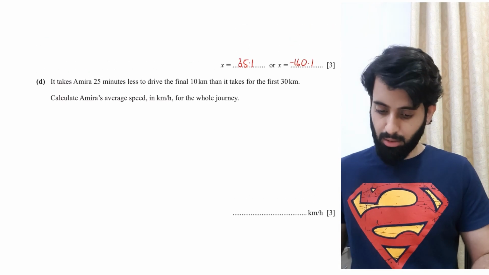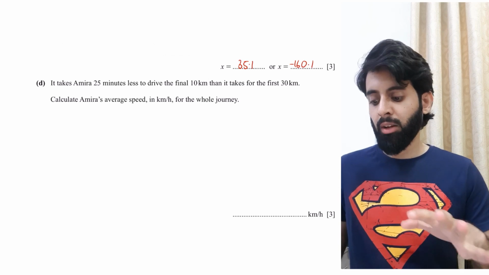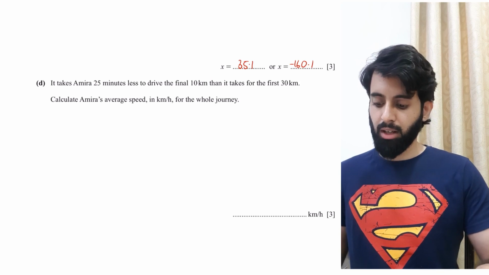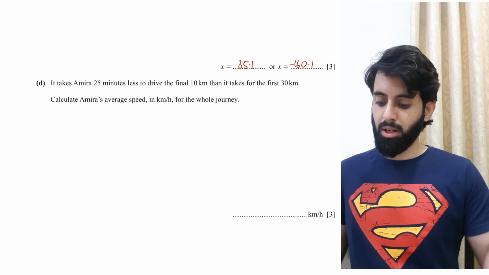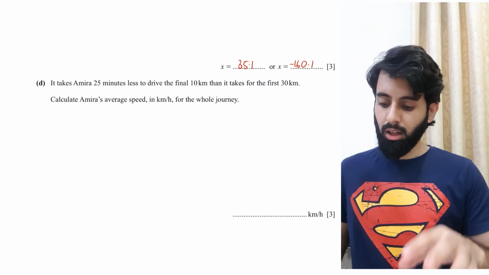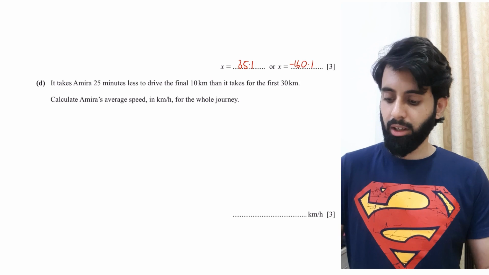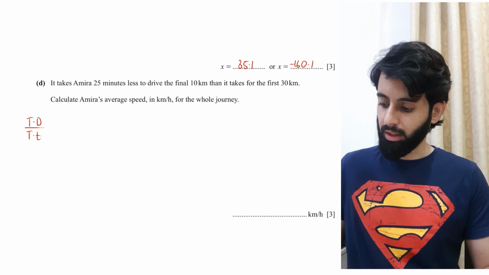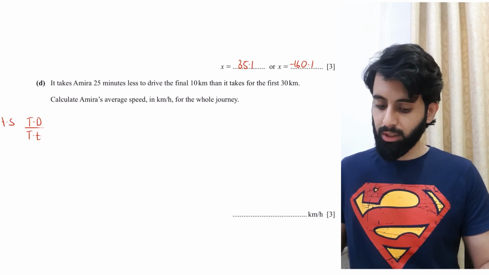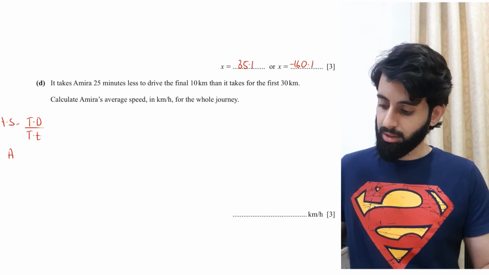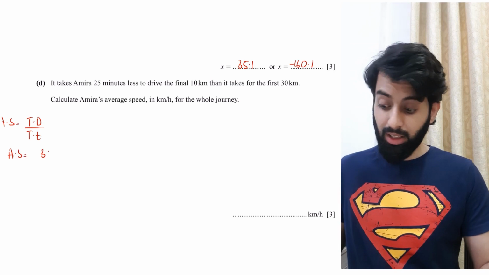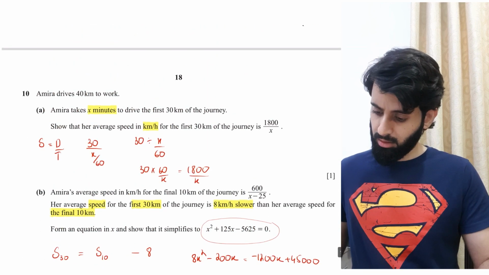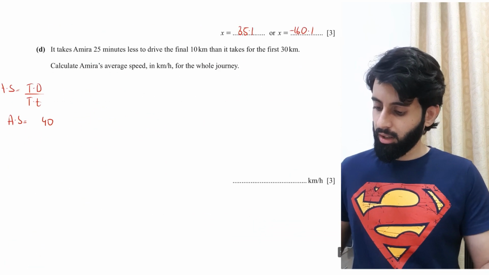And I think we're at the last part of the very last question. It takes Amira 25 minutes less to drive the final 10 kilometers than it takes for the first 30 kilometers. Calculate Amira's average speed, in kilometers per hour, for the whole journey. Okay, so for the whole journey, it's going to be total distance traveled upon the total time taken, and that's going to give you the average speed. Now we know very well what the total distance is. That's 30. So average speed, we have the total distance, which is, sorry, that's not 30. I think I said 30. That's 40. Is it? Yeah, it's 40.